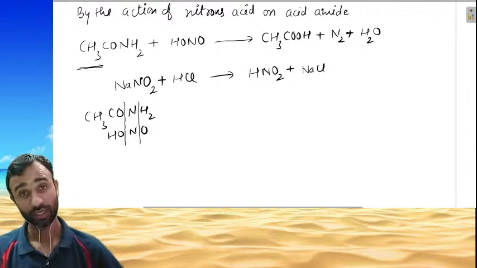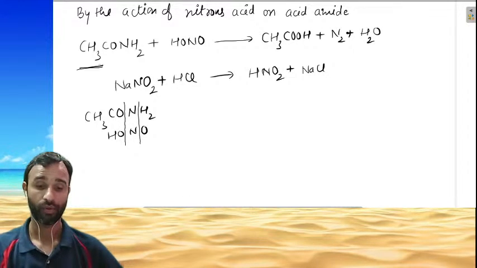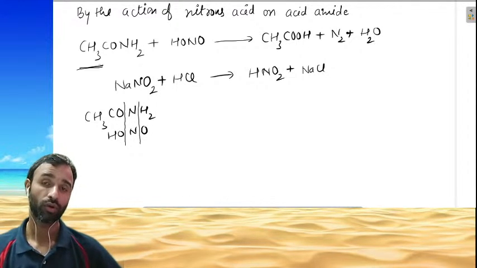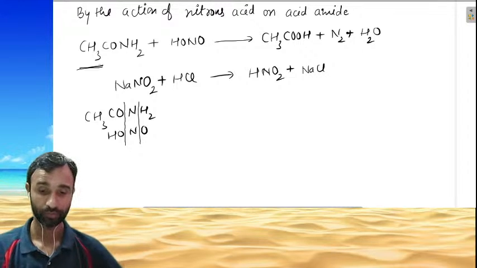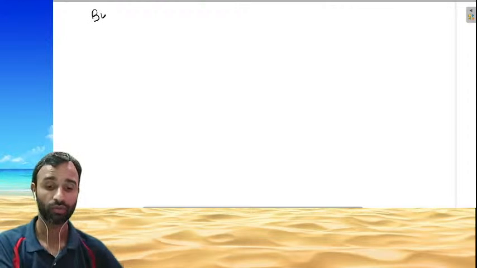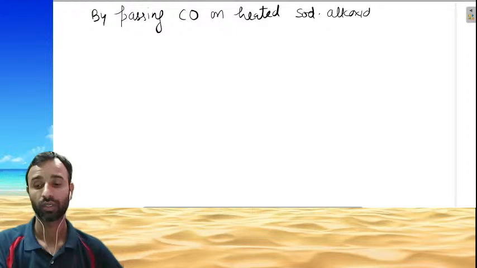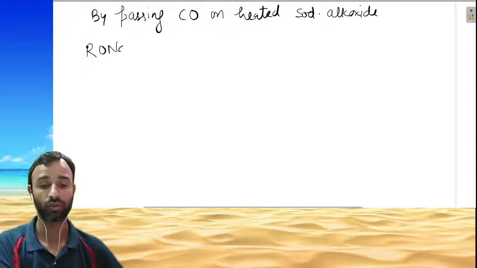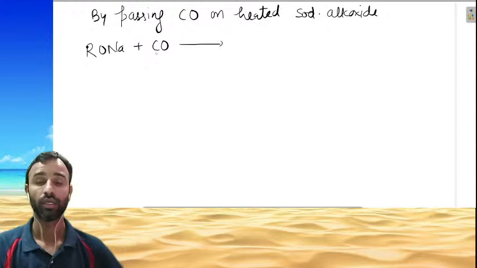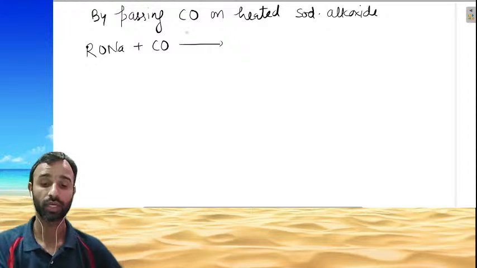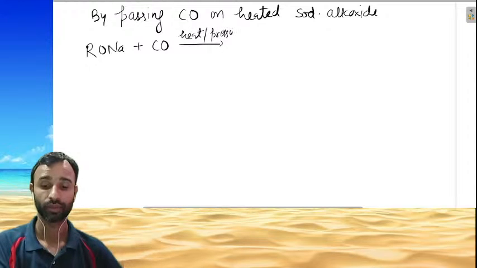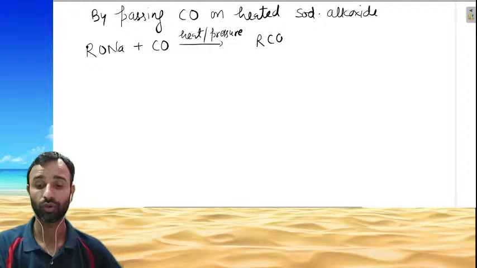Now by passing carbon monoxide through heated sodium alkoxide, by the action of, or we can say by passing carbon monoxide on it, we have sodium alkoxide, this carbon monoxide is passed under pressure, heating under pressure. So CO is inserted into it.